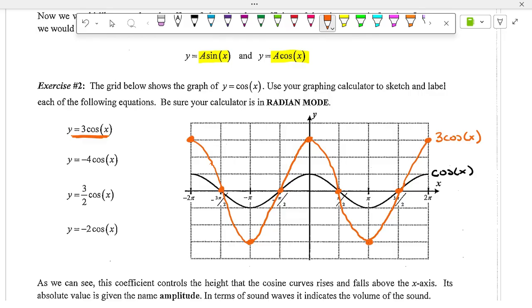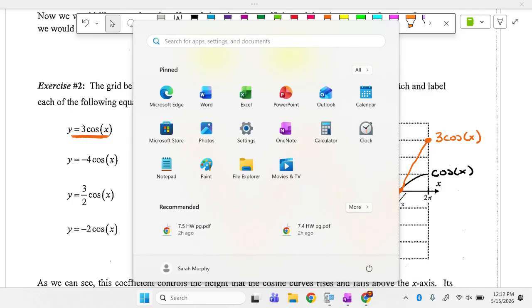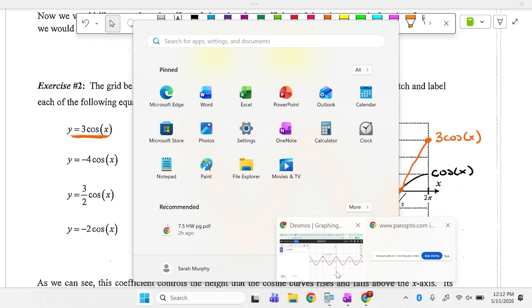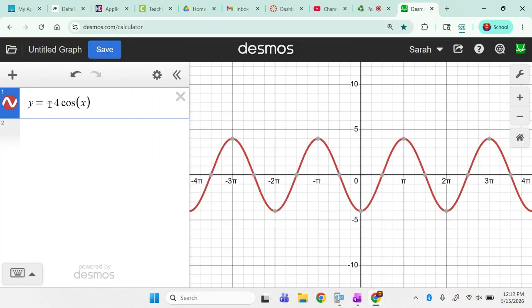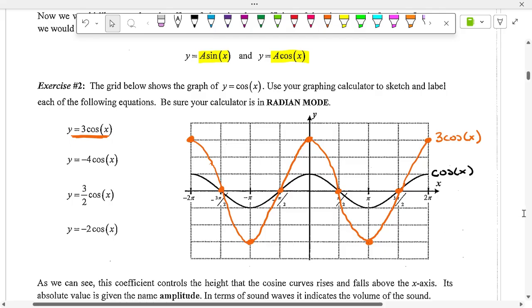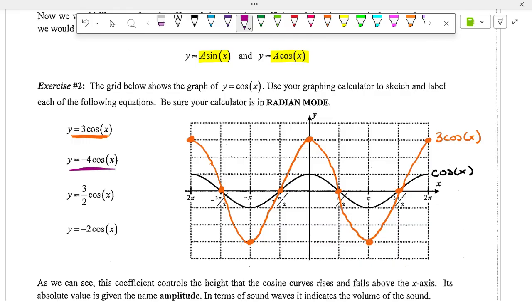All right. You guys got that one graphed? So now go back to Desmos. And now do the next one. So you can literally just switch out this 3 for a negative 4. So switch out the 3 for a negative 4 in your function in Desmos. And you're going to do the same thing. You're going to tell me where they fall for each of their x values.